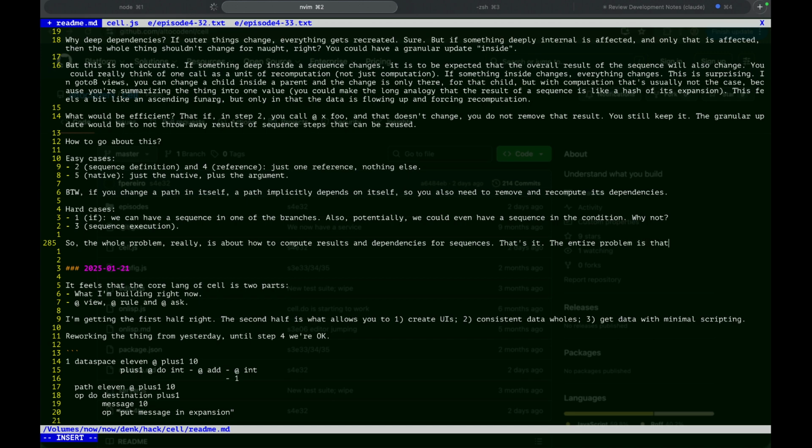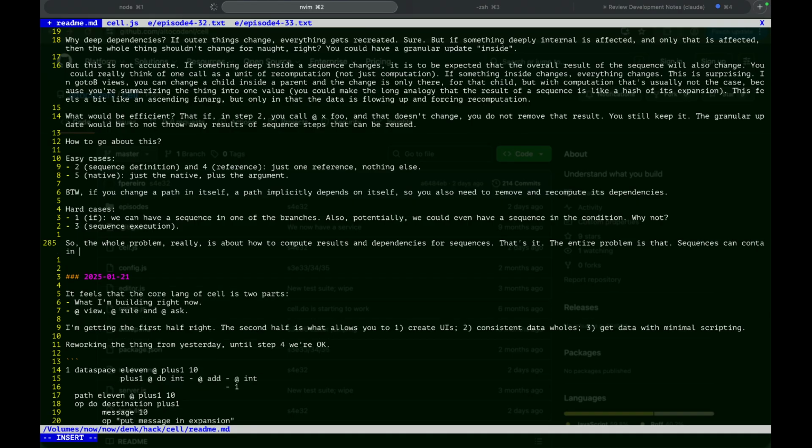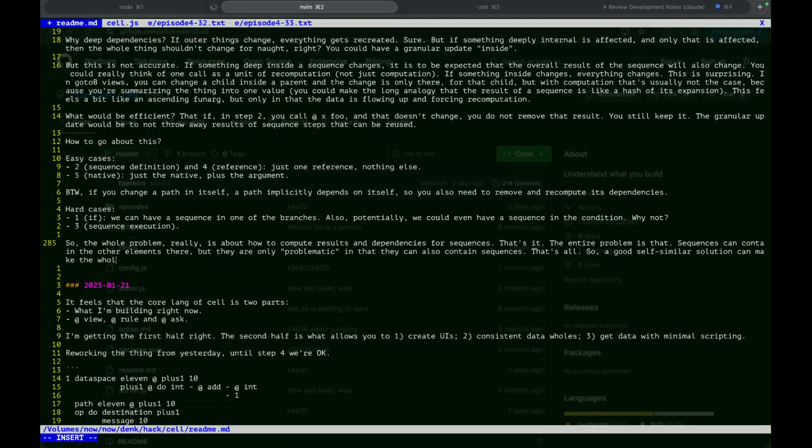The entire problem is that sequences can contain the other elements there, but they are only problematic in that they can also contain sequences. That's all. So a good self-similar solution can make the whole thing work. Brilliant.